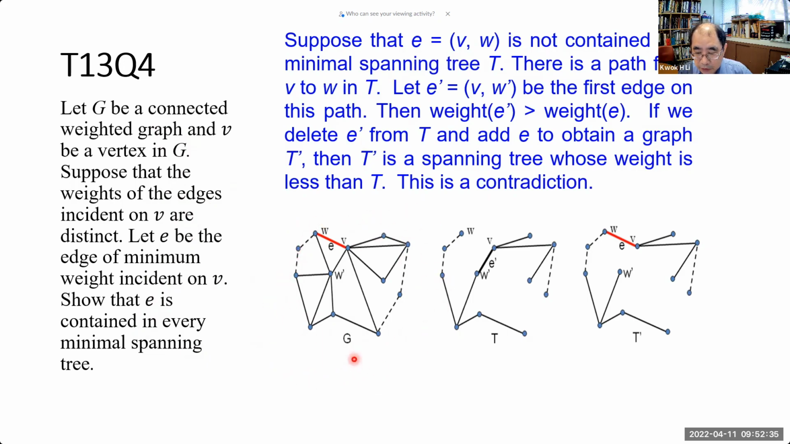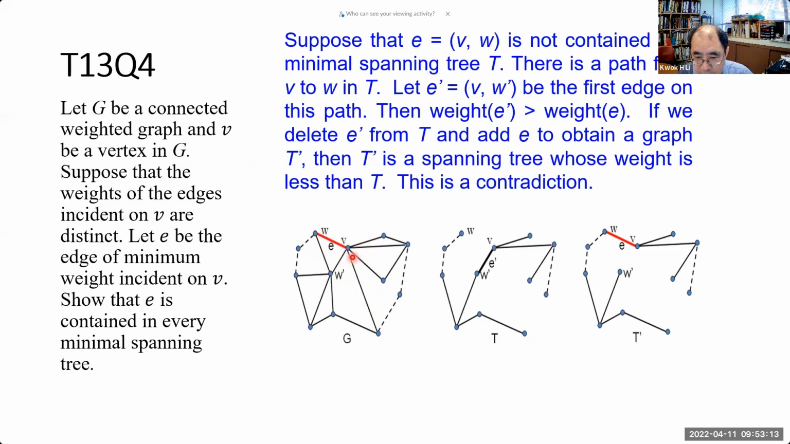G is a graph, and from the graph you can form the tree, the minimum spanning tree. Suppose that the weights of the edges incident on V are distinct. So this is V, this particular V. There are many edges going to V: from W, from W', from here, from this one, from this one.